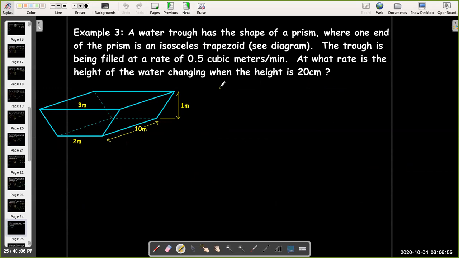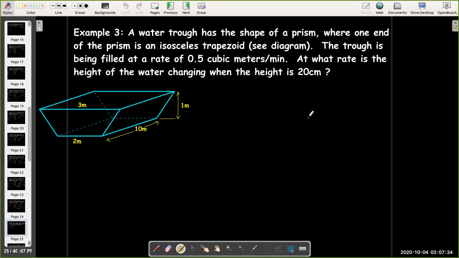The last example involves a water trough, which has the shape of a trapezoidal prism. So the end of the water trough is an isosceles trapezoid. That just means that it is a truncation of an isosceles triangle. The slanting sides have the same length. And it's being filled with water at a rate of 0.5 cubic meters per minute.